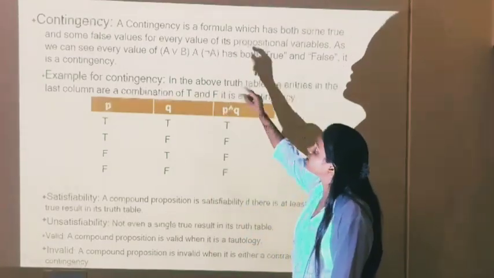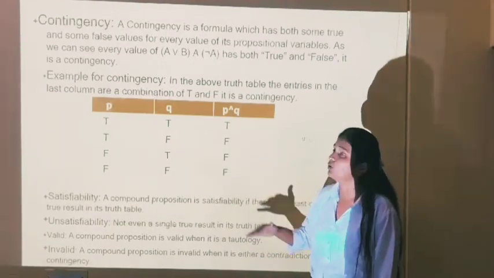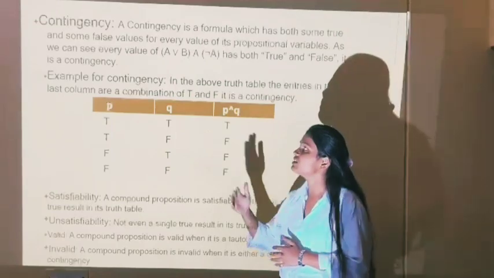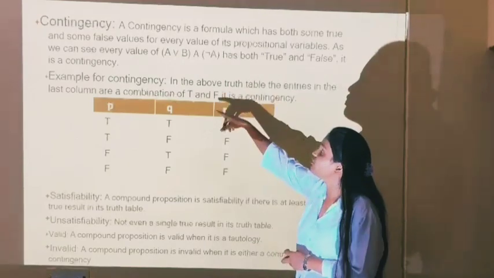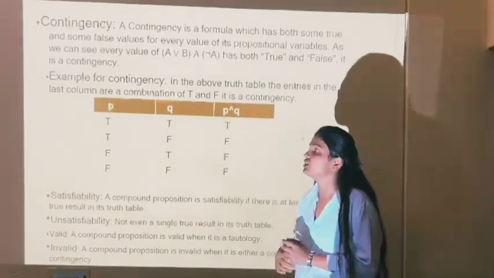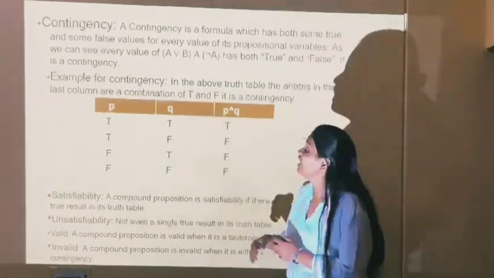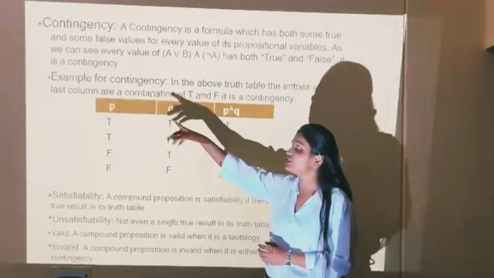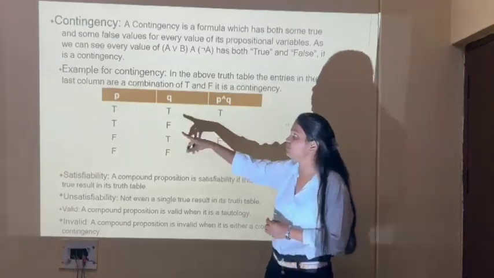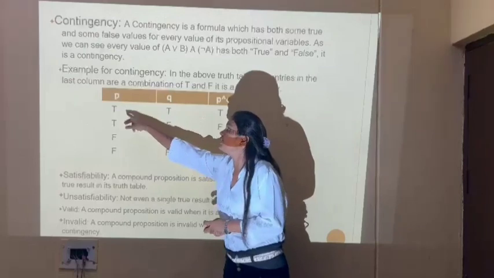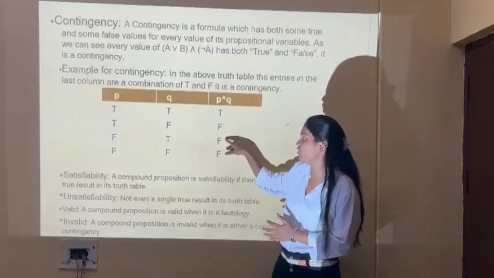Contingency: a contingency is a formula which has both some true and some false values, for every proposition variable, such as A or B. A if then A has both true and false values, so it is a contingency. Example for contingency: in the above truth table, the entries in the last column are a combination of T and F, so it is a contingency. Example for T statement T, both true statement, both false statement.